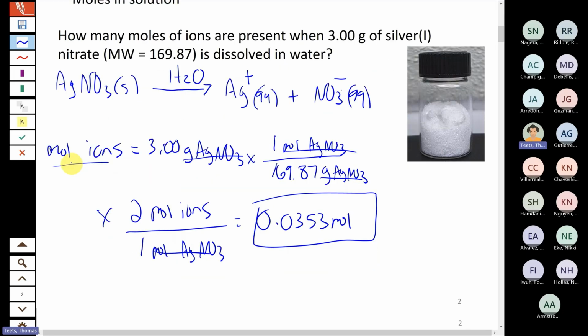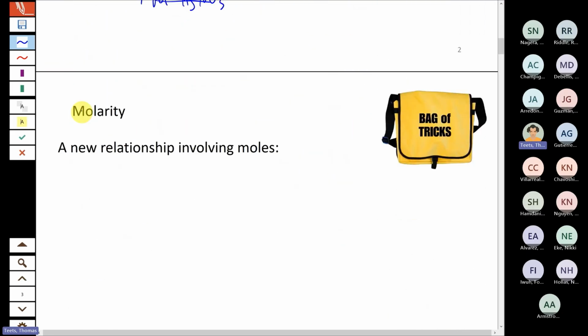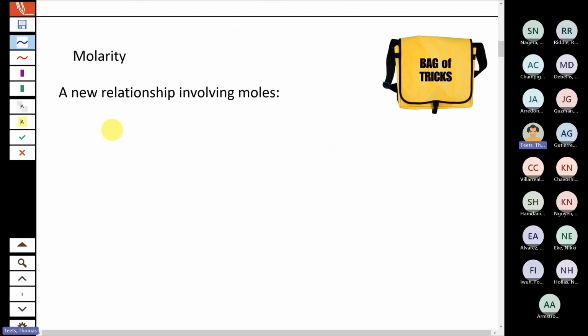But what's going to be more relevant for most of this chapter is this new concept of molarity. So in chapter 5, we introduced two relationships involving moles, the moles to mass relationship involving molar mass, and then the Avogadro's number, which tells you how many things are in a mole. And then here, as we go forward for the next few chapters, we're going to keep introducing new relationships that involve moles of substance. And this one, in chapter 6, the big one's going to be molarity. So molarity is a concentration unit. It tells you how concentrated a solution is.